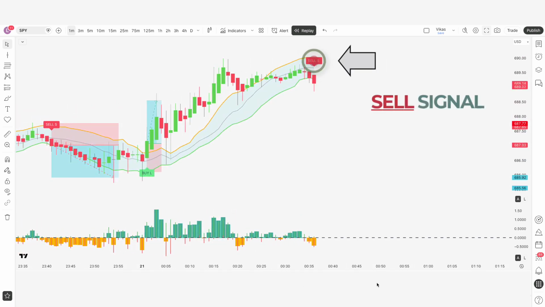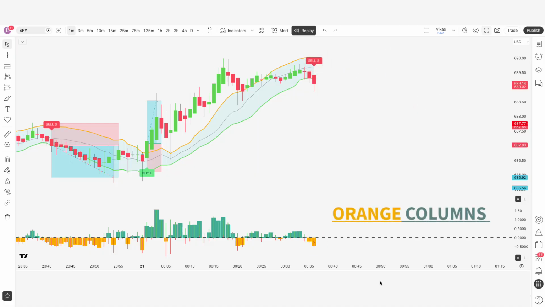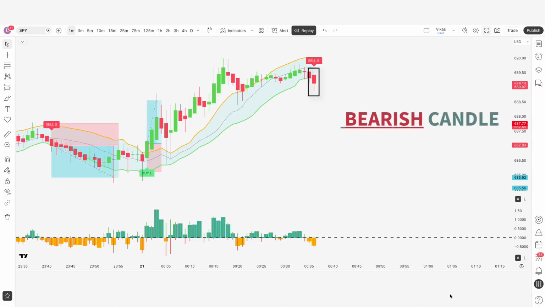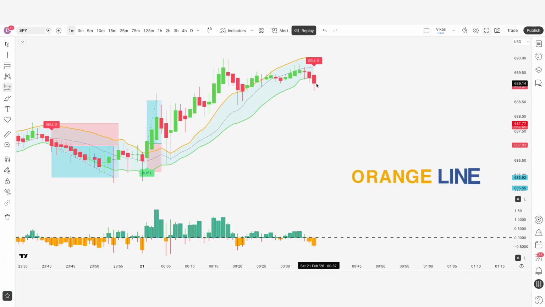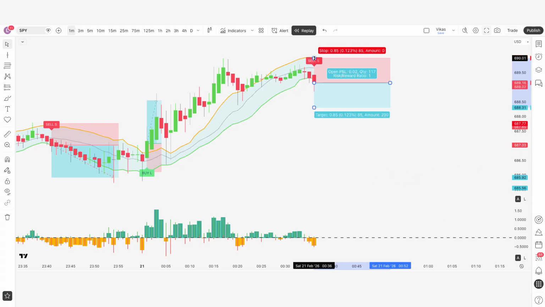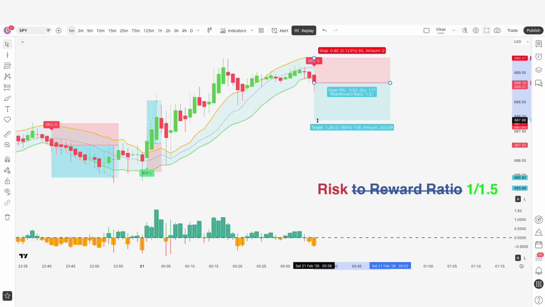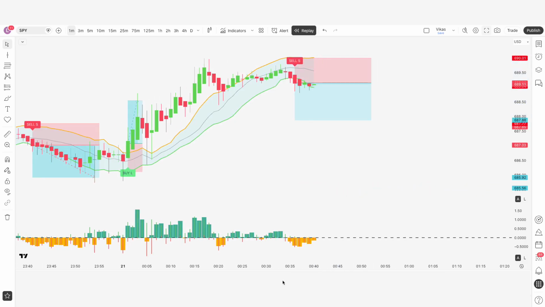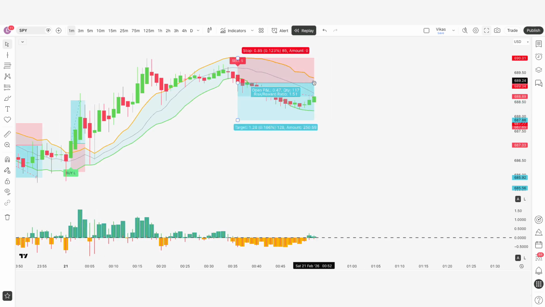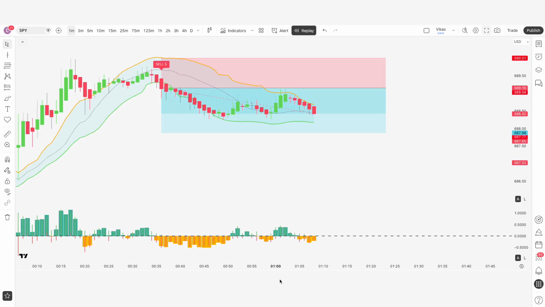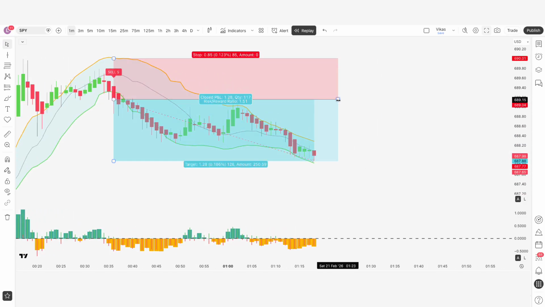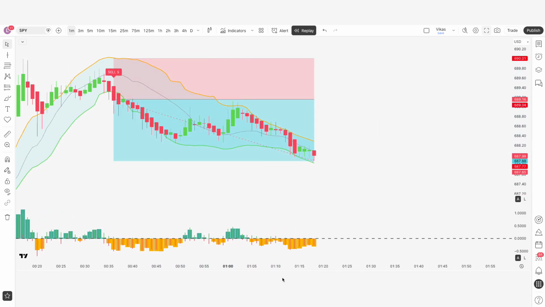Here, the adaptive rolling arrow of this indicator is a sell S signal. Here, the Elder Ray indicator shows orange columns. Here, the market has made a bearish candle to give confirmation. So all our conditions are being fulfilled, so we are placing an order to sell. Our stop loss is to be placed at the orange line, and the risk to reward ratio will be 1:1.5. Let's see what happens to our trade. Our trade is running in profit. We have won the trade. Let's find the next trade.